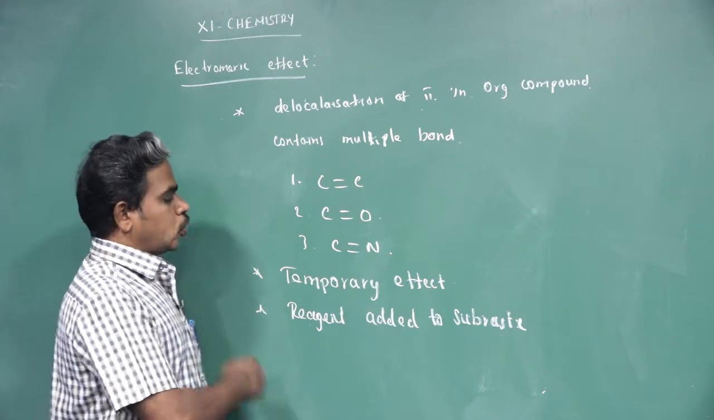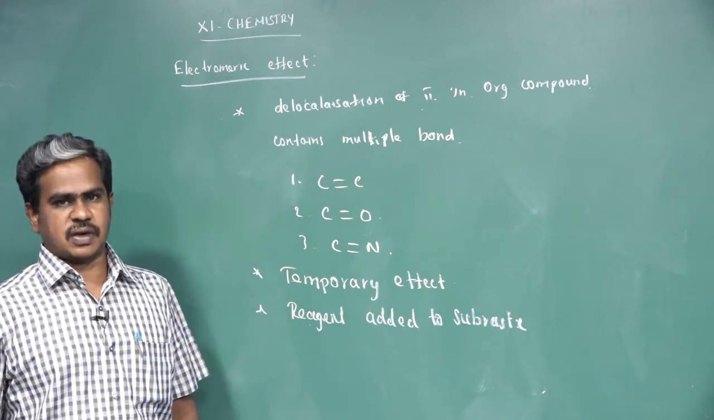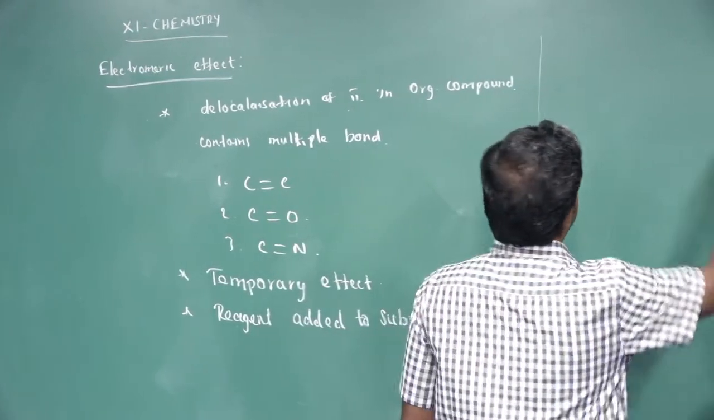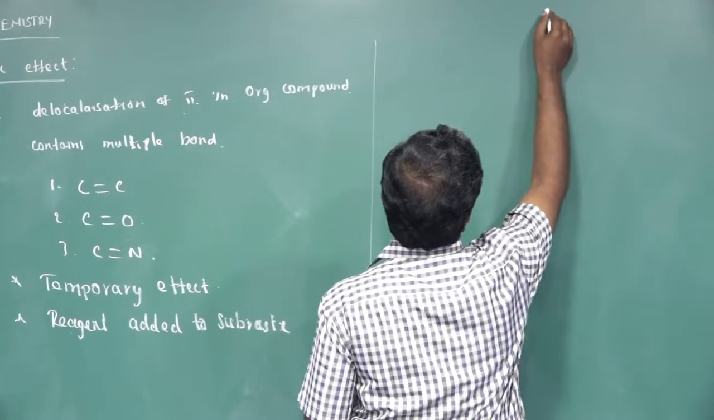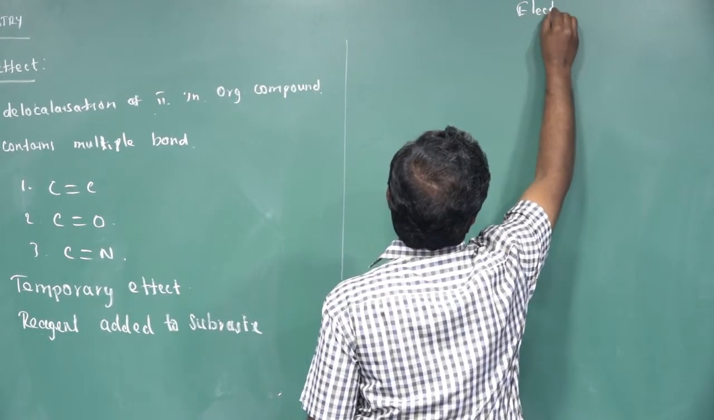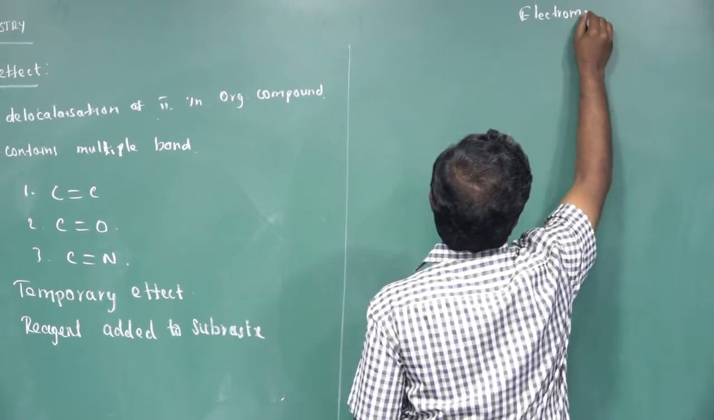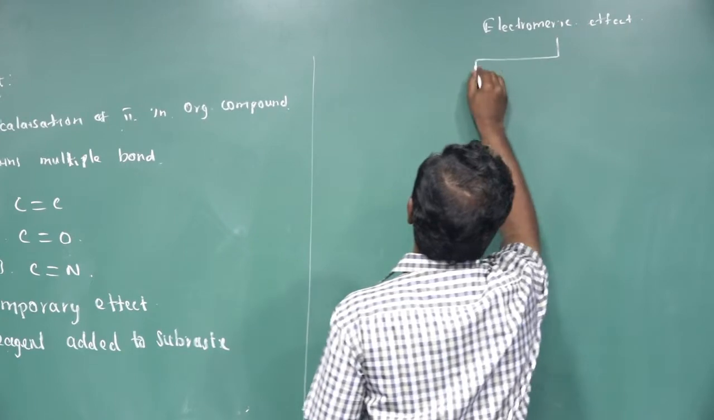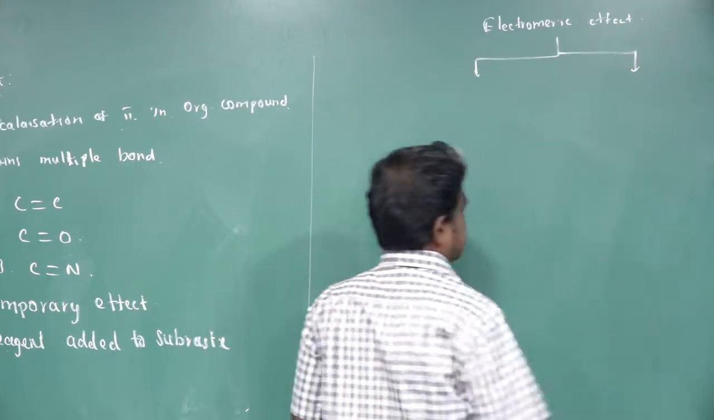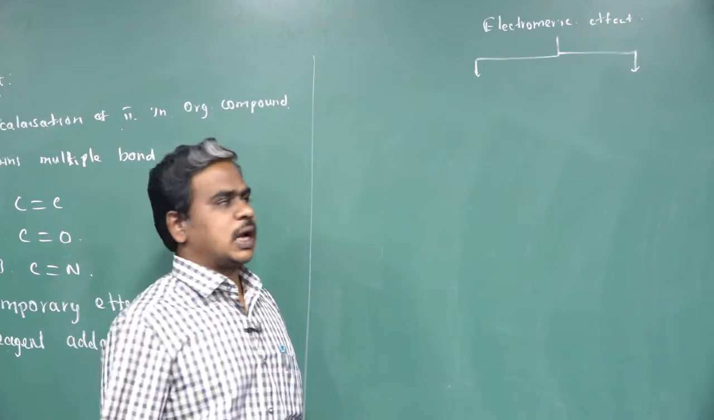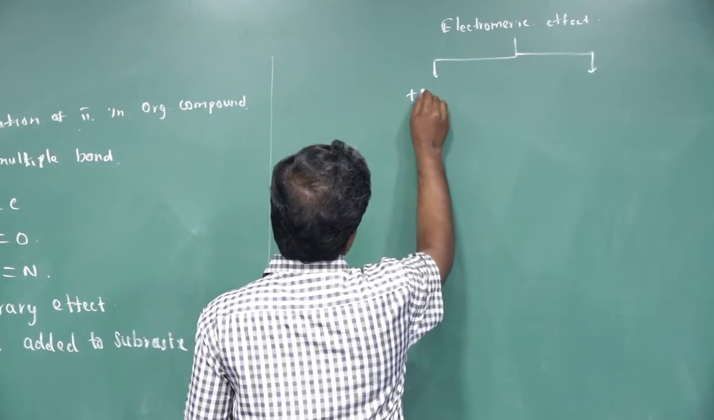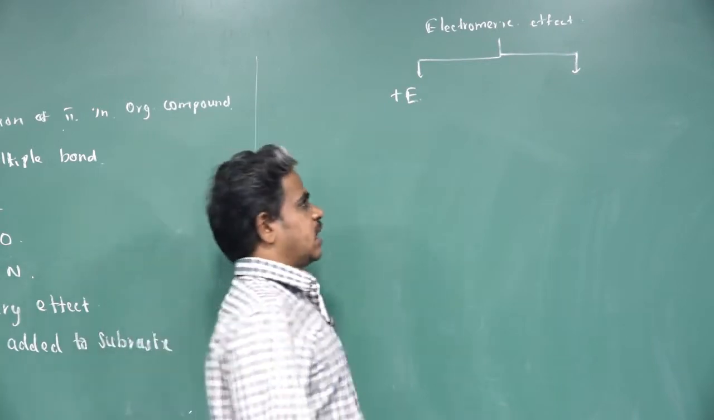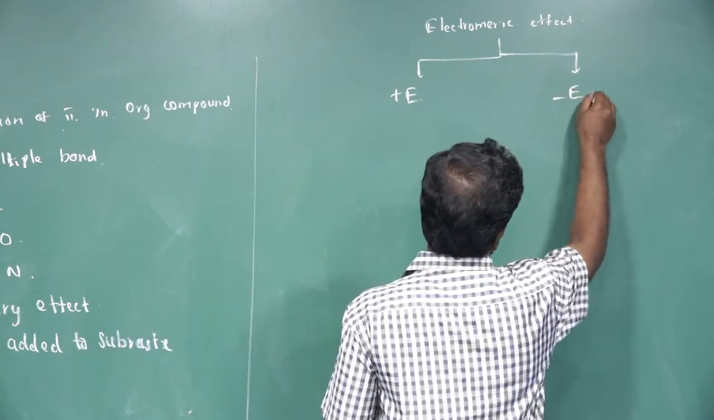There are two types of electromeric effect. The electromeric effect is classified into two types. One is positive electromeric effect, that is plus E, and negative electromeric effect, that is minus E.